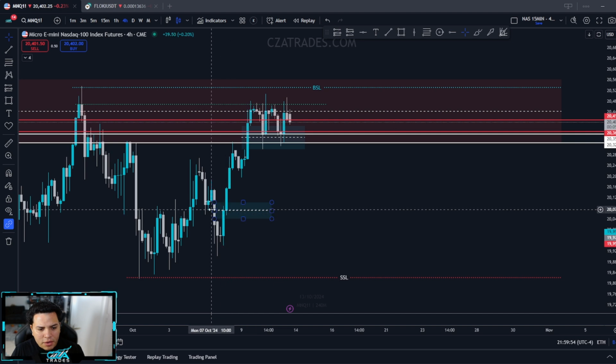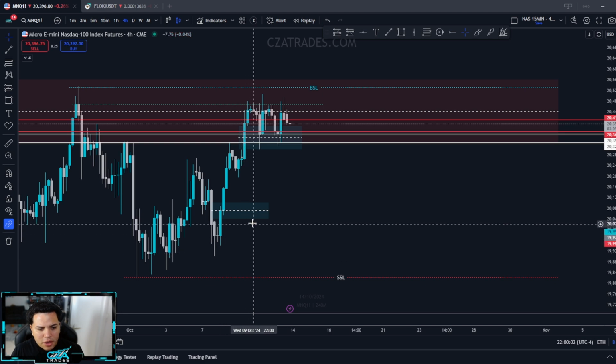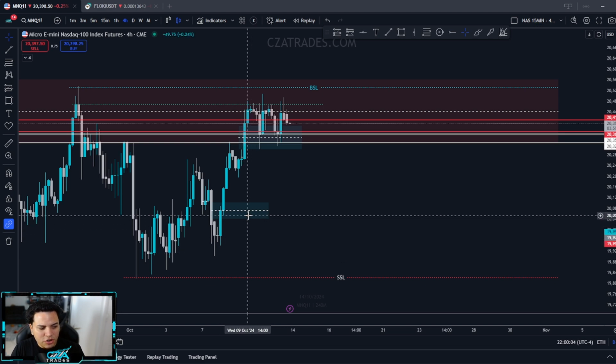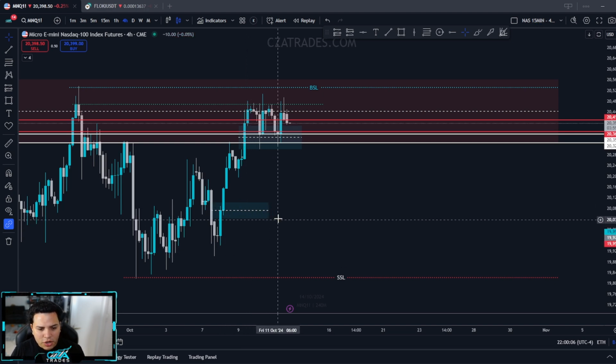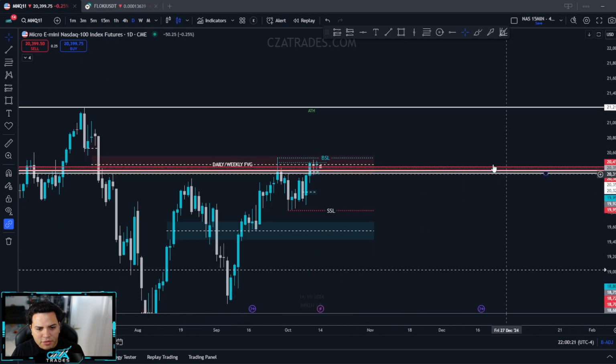We have an inverted fair value gap over here that became bullish, so we should be targeting this sell side and then this sell side. But if you want to be nice and conservative, you can also just target over here at this 50% mark at the 20,075 mark. So bias, I'm looking for a bearish position on a lower time frame.